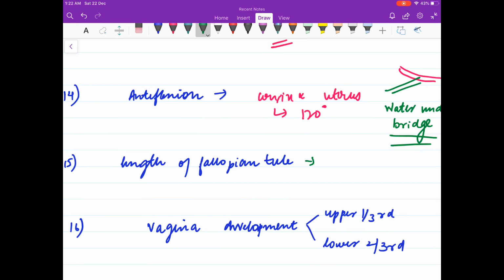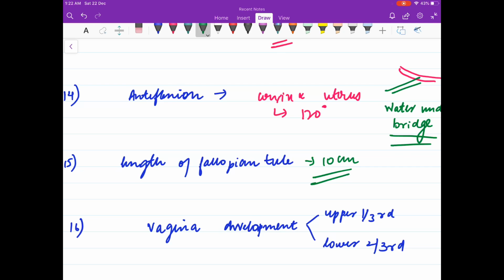Length of the fallopian tube is 10 centimeter. What are the parts of the fallopian tube? They are ampulla, isthmus, interstitial part, and fimbriae or infundibulum.